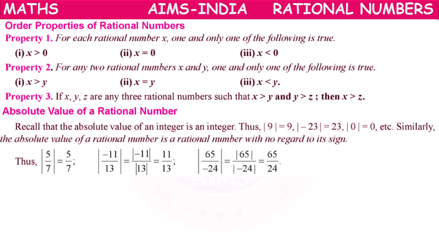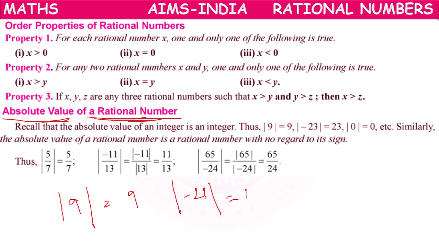Next, the absolute value of a rational number. In integers we have learnt already that the absolute value of 9 is 9, and the absolute value of minus 23 is also 23. Absolute value means it's always positive. Whether the given integer is positive or negative, the absolute value is always positive.